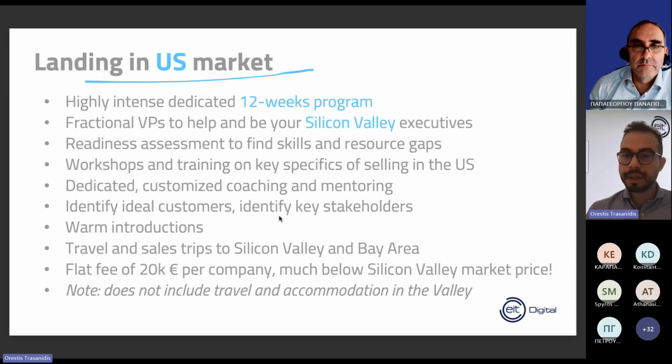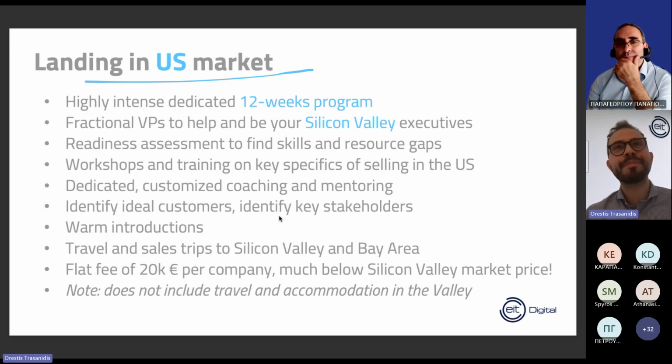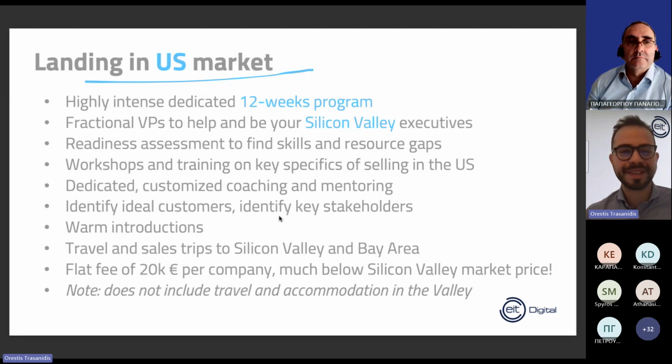In order to understand how their solutions could fit the US market. It's a completely different mindset there. So we're working closely with them to make sure that when they want to access the market and talk with the key stakeholders and the relevant customers, they will be ready to address their questions and the financial, unique perspectives, I will call it, of the US ecosystem.